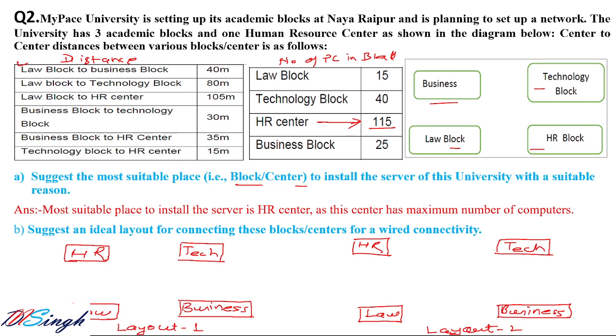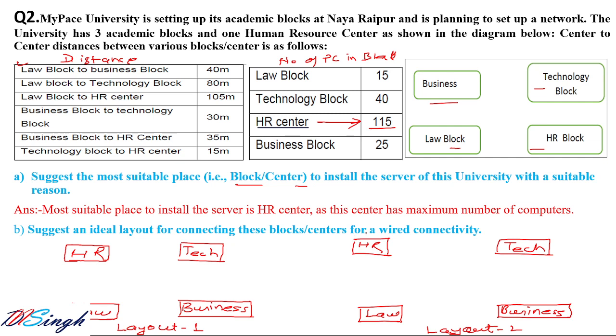Okay, fine. And why are we keeping the server in the HR block? Because we are assuming that it has the highest number of PCs. So most of the requests for the server are going to come from this block only. That's why we want our server to be housed in this particular center, that is the HR block. Now the important question: suggest a cable layout for connecting these blocks through a wired medium.